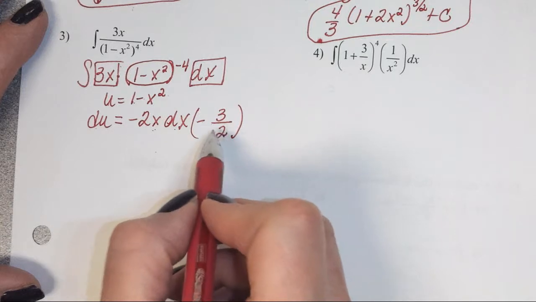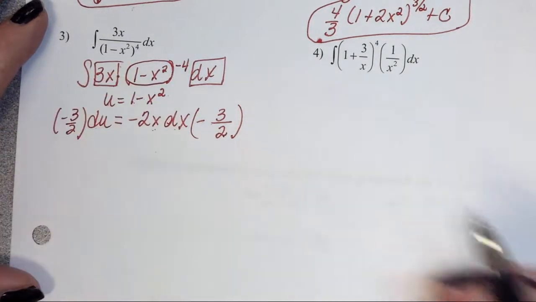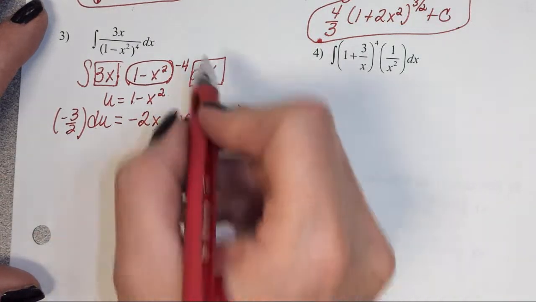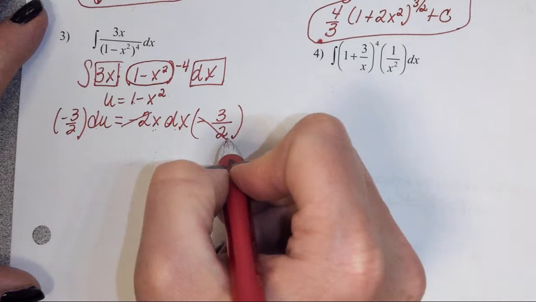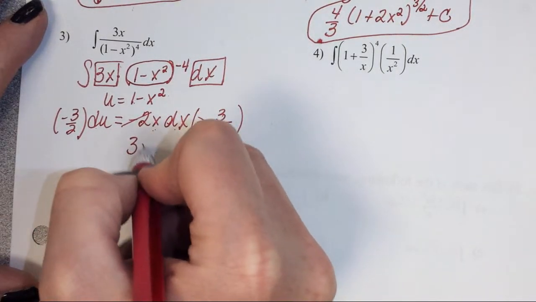It's a little easier to see why when we write it this way. So now we see we have a negative 2 and a negative 2. Those are going to cancel out. Can you see how now I've got the 3x dx that we needed?